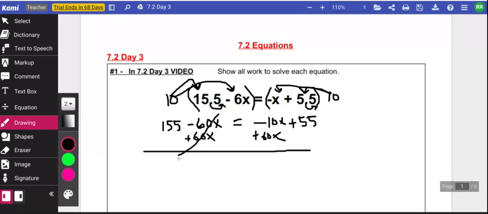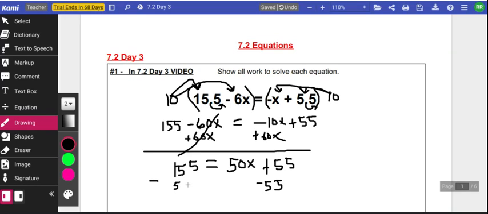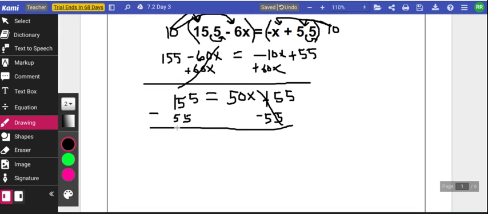So those 60x's are gone, and I'm left with 155 on the left side. Bring my equal sign down. Negative 10x plus 60x, that is 50x. Bring the plus 55 down as well. Okay, so I got my variable on the right side. That must mean I need my numbers on the other side, on the left side. So I undo the addition by subtraction. I subtract 55 from both sides so that those 55s will cancel. 155 minus 55 is 100, equal to 50x.